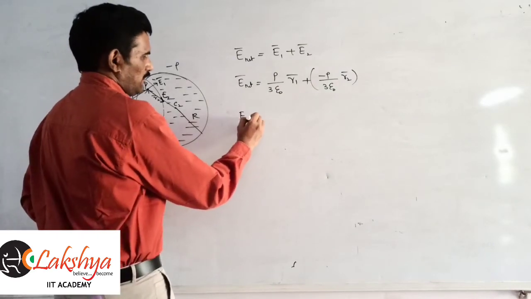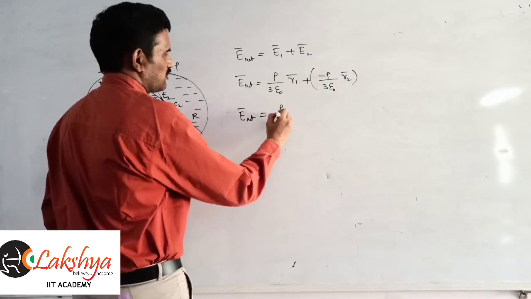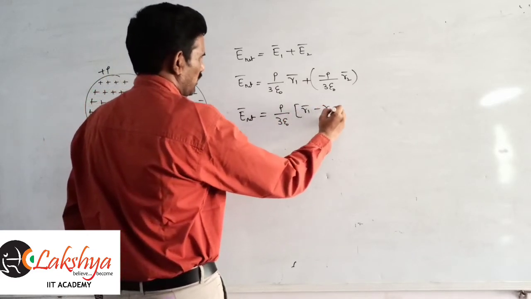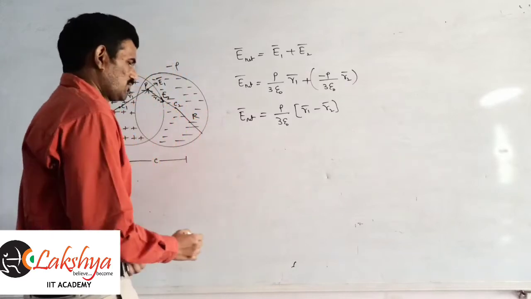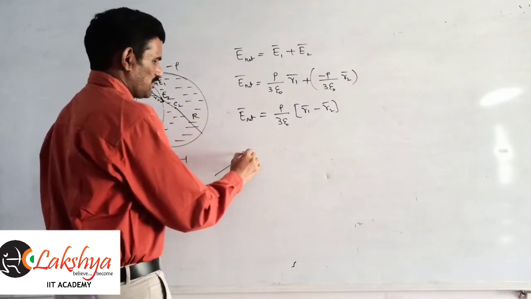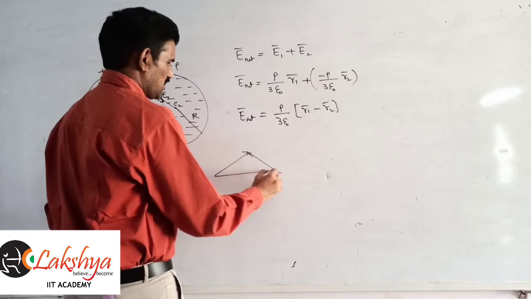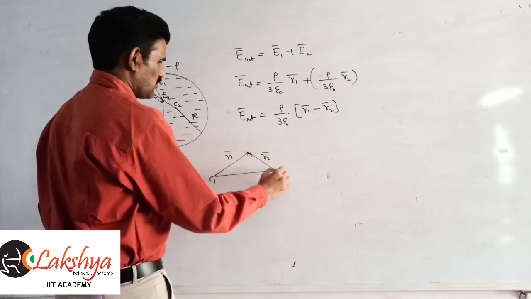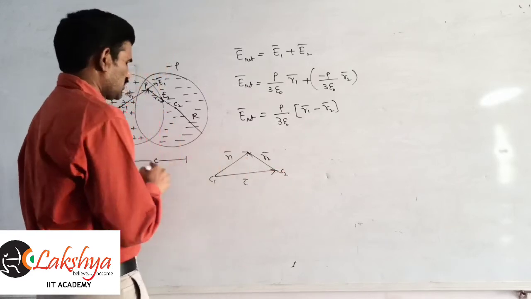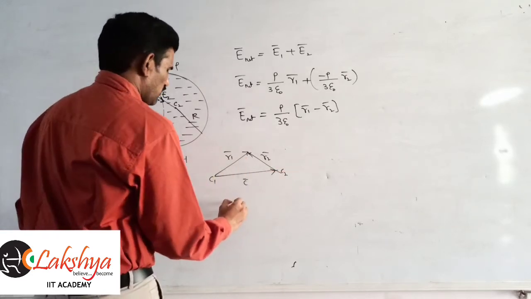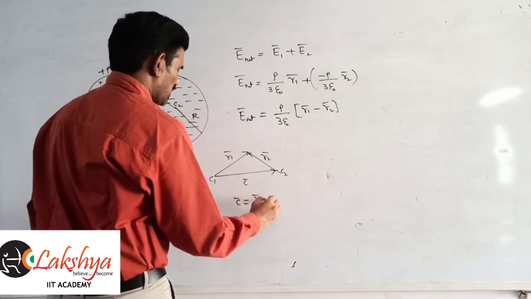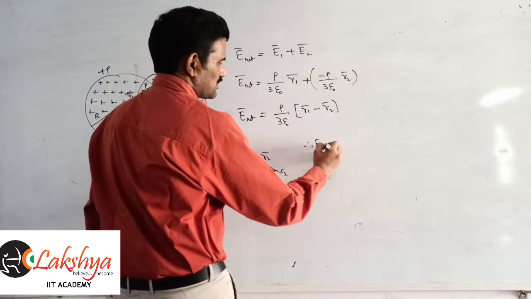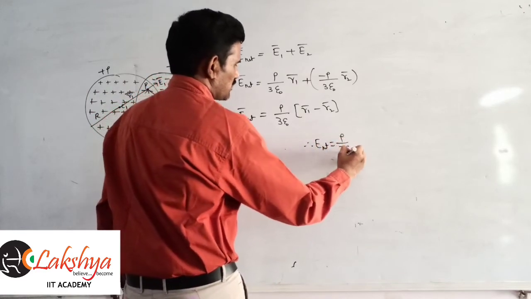Therefore this net electric field, again rho by 3 epsilon naught I am taking common, then R1 bar minus R2 bar. And we know about this calculation very well, that R2 bar minus R1 bar is nothing but you will get C bar. This is R1 bar and R2 bar. So this is C1 and C2, where C bar is the distance between those two centers. Therefore that C bar we can write as R1 bar minus R2 bar. Therefore this net electric field we can write as rho by 3 epsilon naught into C bar.